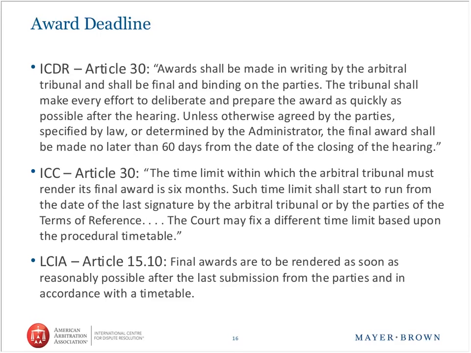And Jim, have other institutions implemented similar rules? As we see on the slide, the ICC has, in Article 30, set forth an ideal, maybe aspirational goal in the eyes of some, of 6 months. That period can be fairly easily extended by the tribunal or by the agreement of the parties, obviously. And the LCIA has an even more elastic standard of as soon as reasonably possible.